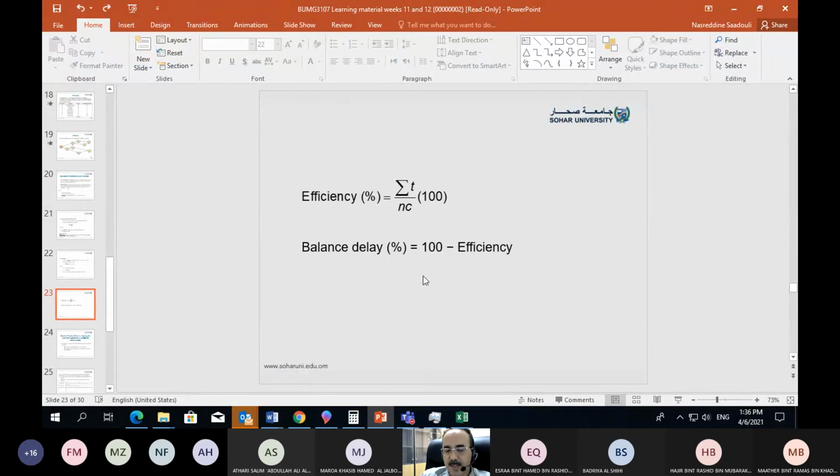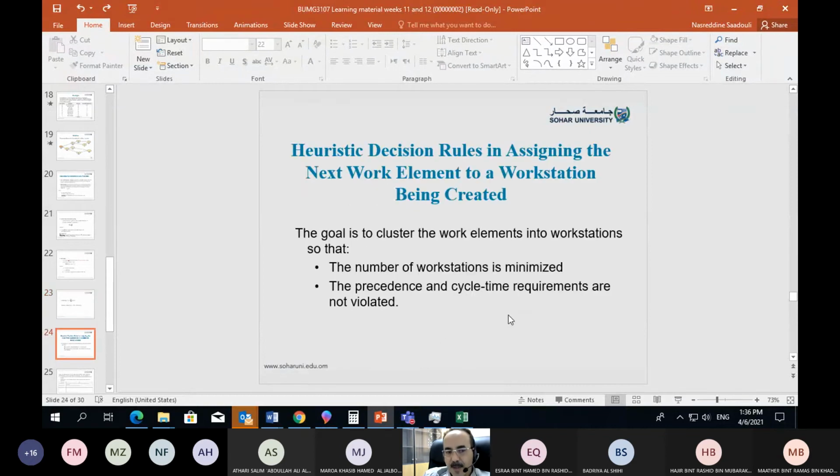So N is the number of stations, C is the cycle time. Now, how do we decide how to assign work elements to workstations? The goal is obviously to put work elements into workstations. So we want to minimize the number of workstations and also make sure that the precedence and the cycle time requirements are not violated.